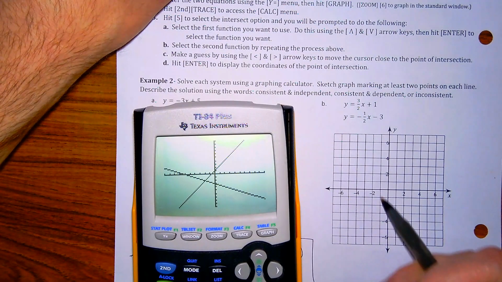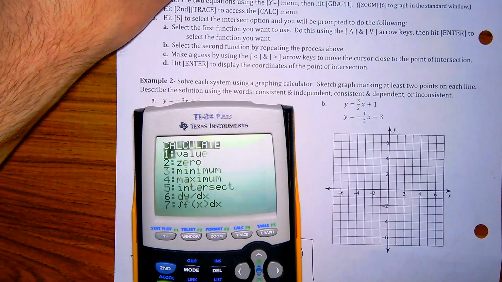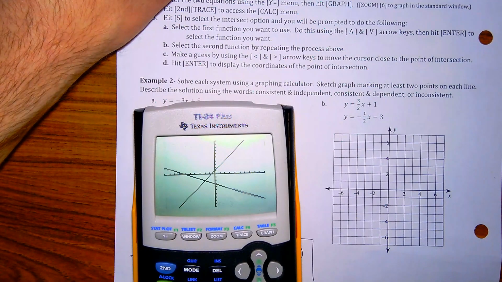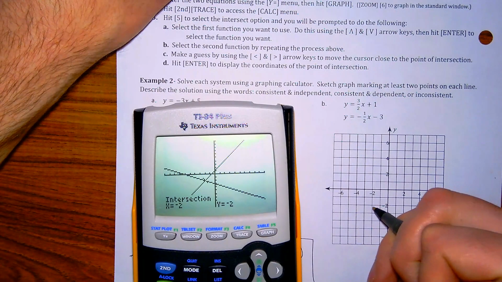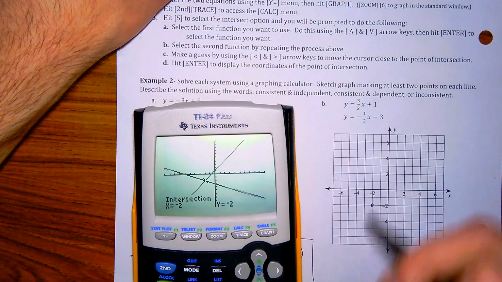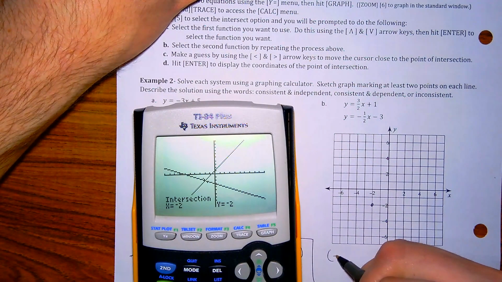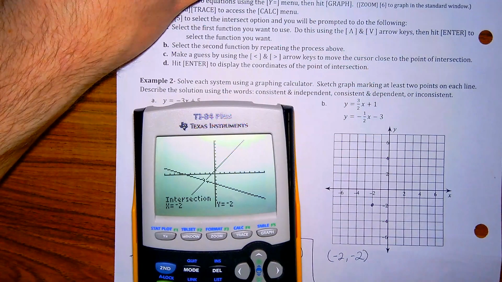So I can already tell my intersection is going to be somewhere over in this area of the graph. Go second, calculate, intersect, press enter, press enter, press enter, and it should give me an intersection point of -2 and -2, which is going to be somewhere right around here. Okay, and you'll see that once we actually graph this, that's the case. So our solution is going to be -2 and -2, our x, y.